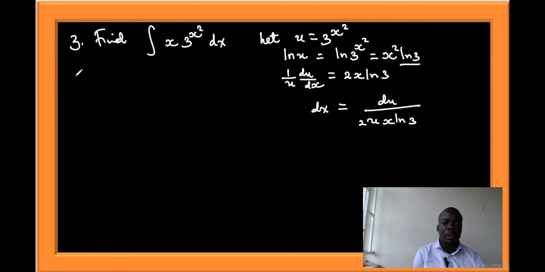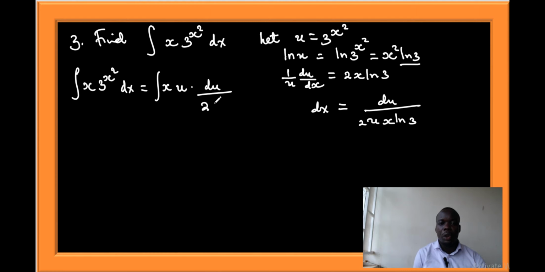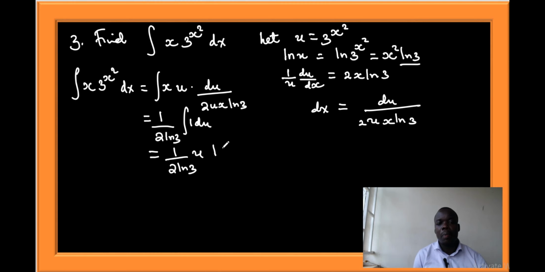Go do the substitution. So we now say the integral of x 3 power x squared with respect to x is now going to be the integral of x 3 power x squared, we already called it u. Then dx became what? dx became du out of 2u times x ln of 3. What do you realize? The u will cancel, x will cancel. So the constant we can pull out is going to be 1 over 2 ln 3, and then we'll be integrating 1 with respect to u. And this will be 1 over 2 ln 3 u plus a constant.